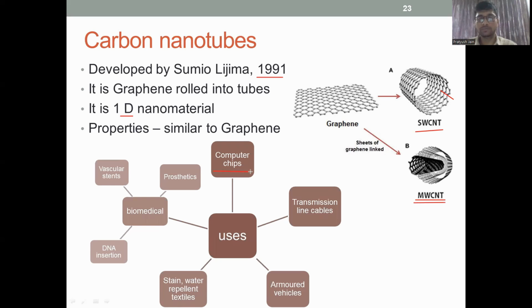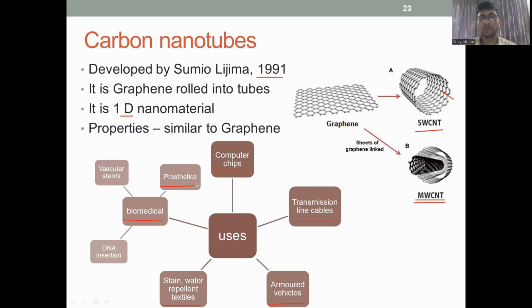It can be used in making computer chips. These computer chips are faster, more efficient, and more effective than conventional computer chips. It can be used in transmission line cables. It can be used in making armored vehicles because it is strong, thin, and flexible. It can be used in making stain and water repellent textiles. It has many uses in the biomedical field.